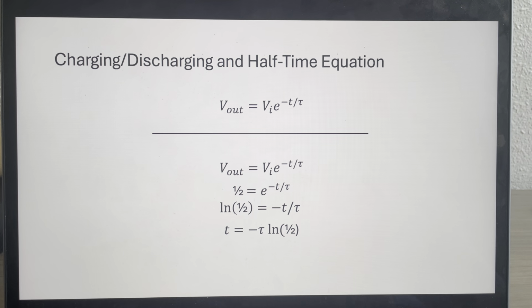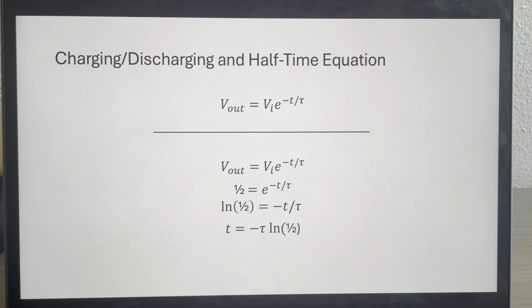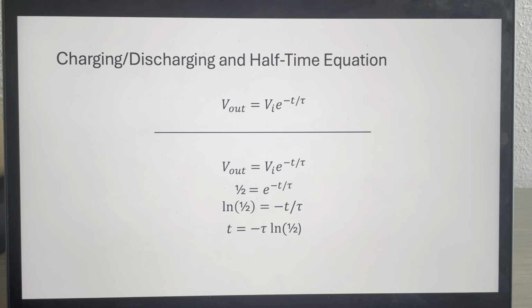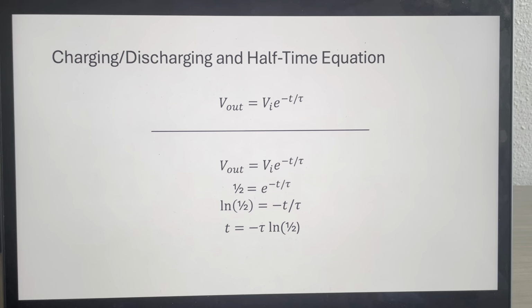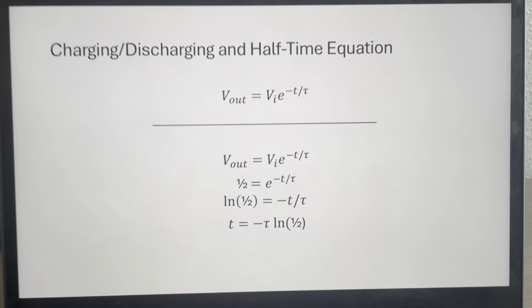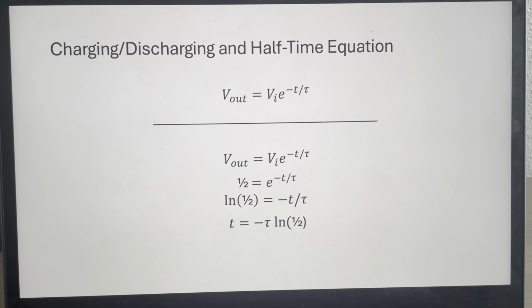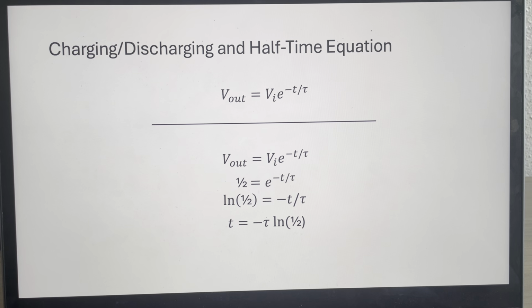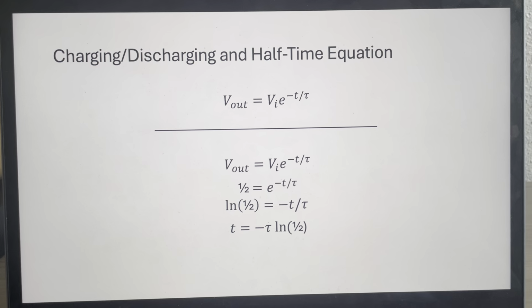This equation was then used, our charging and discharging equation, V out equals VI times e to the negative t over tau. This would be our equation for charging and discharging. And we are able to use this equation to turn into a half-time equation by simply solving for t, VI being 5 volts and V out being 2.5 volts.